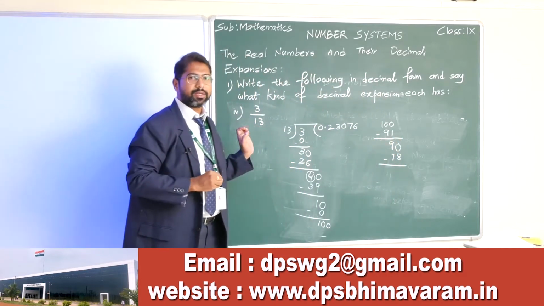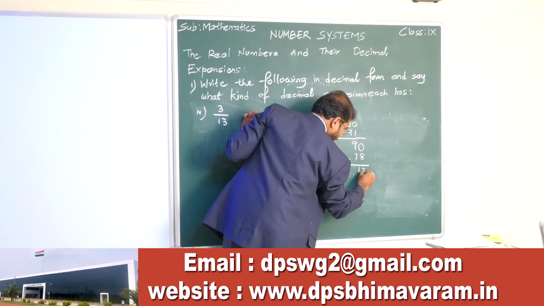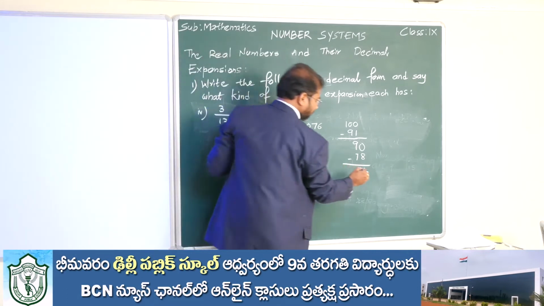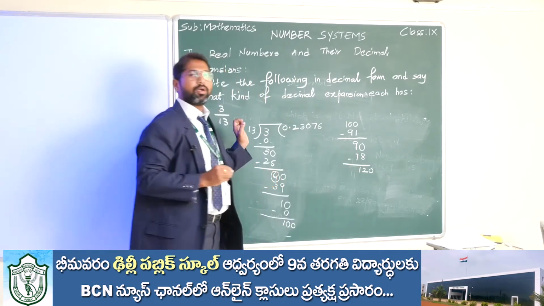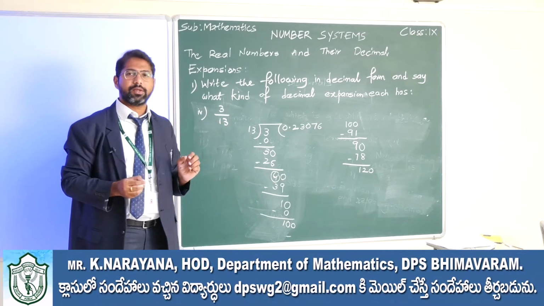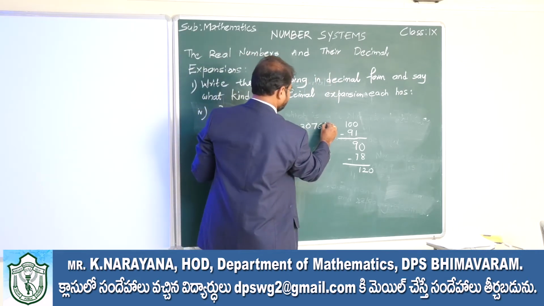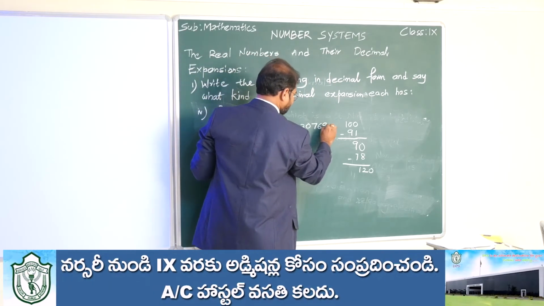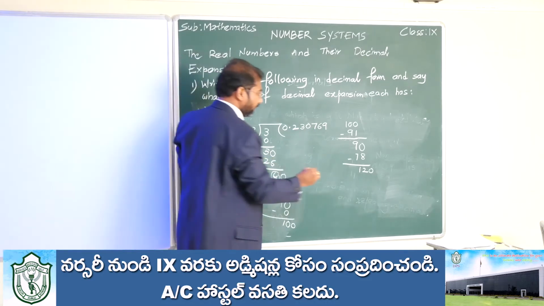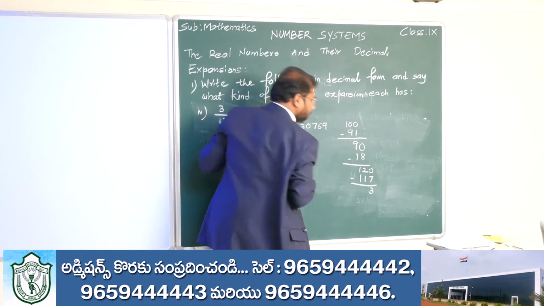Now the remainder is 90 minus 78, which is 12. To this 12, to the right side I will add 0. It becomes 120. 120 will not go exactly in the 13 table, so I will take 13. Let's see, 13 nines are 117, and the remainder is 3.